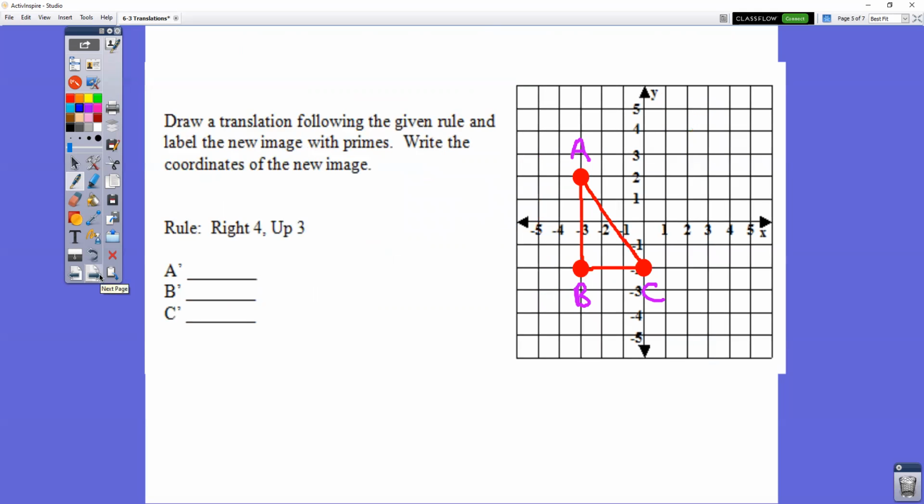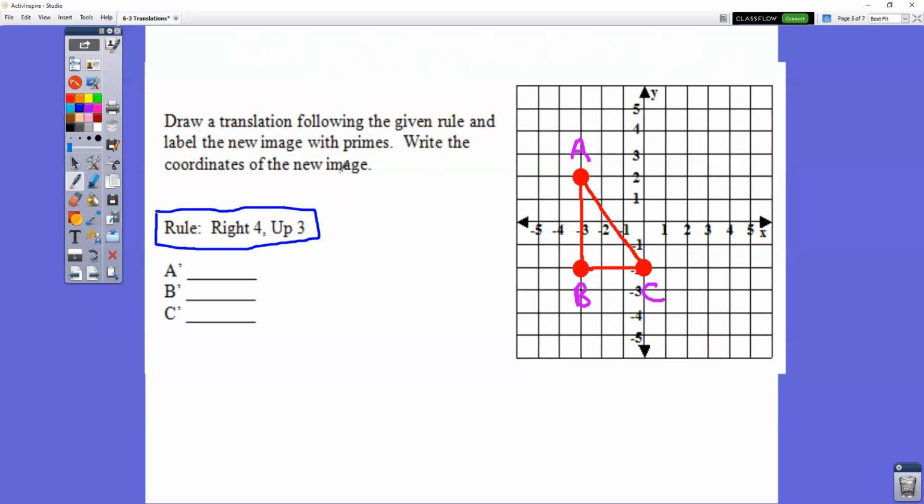The other kind of question is on Class Kick today, you're actually going to have to draw on the screen. All right. You will have to draw on the screen. They will give you your original picture. And then this time you have to follow the rule. The rule for this one says go right 4, up 3, and draw your new picture. Notice the directions. Draw a translation following the given rule and label it with primes. These points are going to be A prime, B prime, and C prime with a little apostrophe. Write the coordinates of the new image. You will have to do that too.